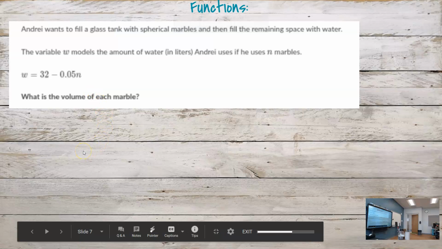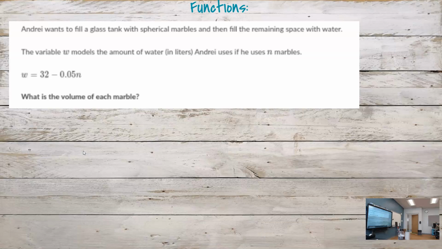So Andre wants to fill a glass tank with spherical marbles and then fill the remaining space with water. The variable W models the amount of water in liters Andre needs to use if n marbles are used.